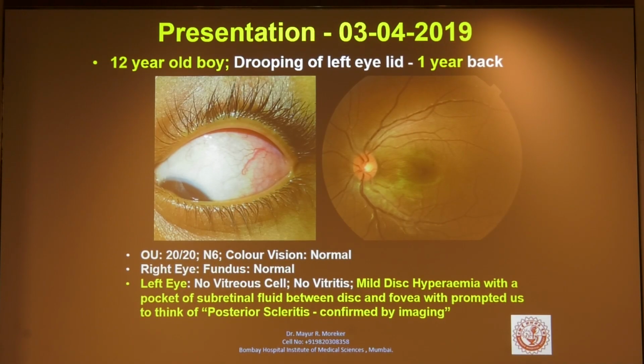The next case is that of posterior scleritis. This is a 12-year-old boy who had drooping of the left eyelid 1 year back, presented to us now with redness in the left eye.